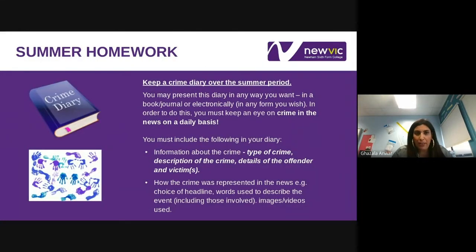One of the things that I would like you guys to do, if you're really interested in taking up criminology, is to keep a crime diary over the summer period. It could look however you want it to look. You could do it in a book, you could keep it electronically, whatever you want. I just want you to keep an eye on crime in the news.